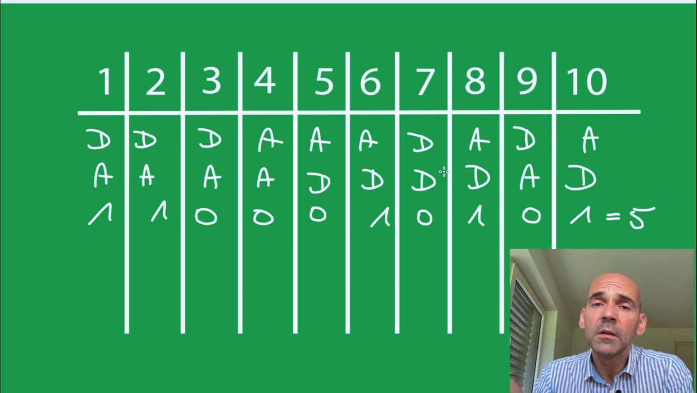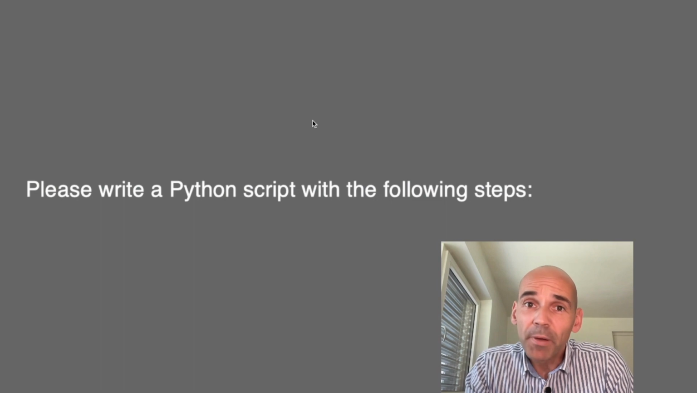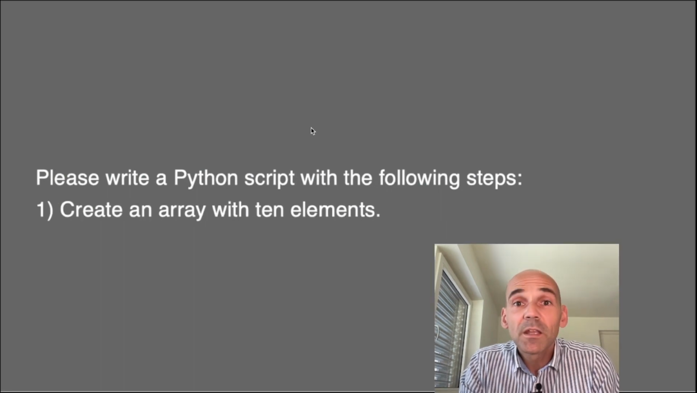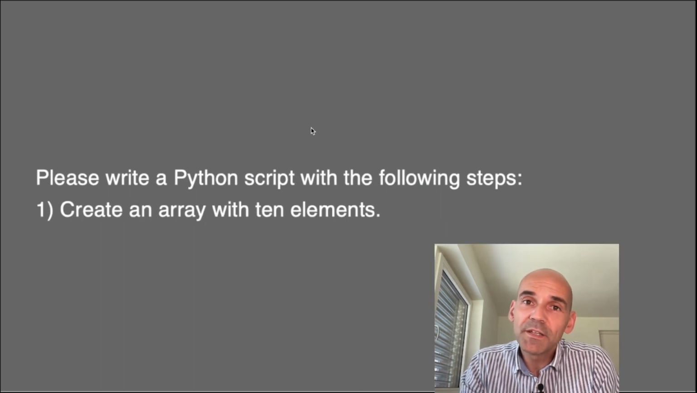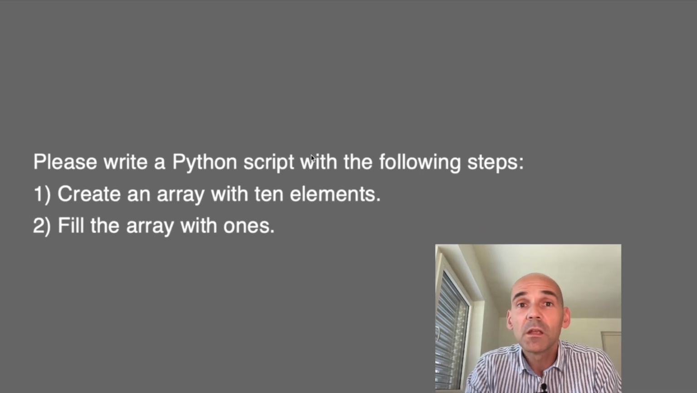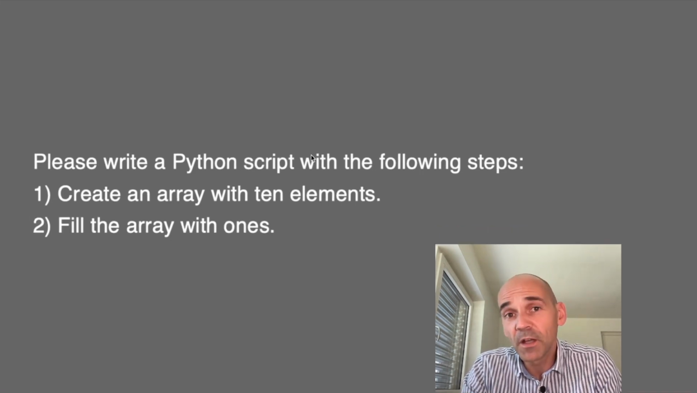I just have to give it a good prompt. Please write a Python script with the following steps. Create an array with 10 elements. These elements will hold the 10 ducks. Fill the array with ones. Each one will represent a live duck.